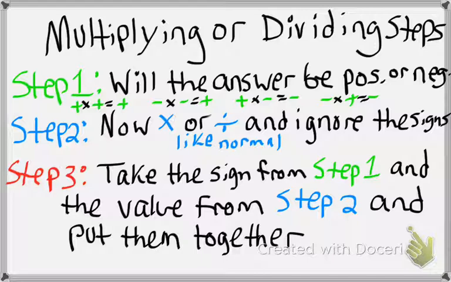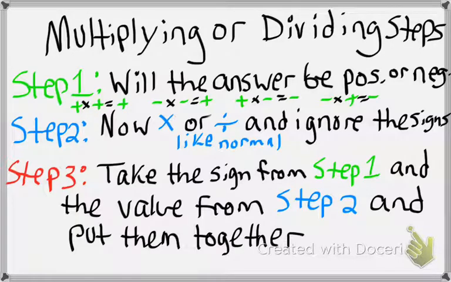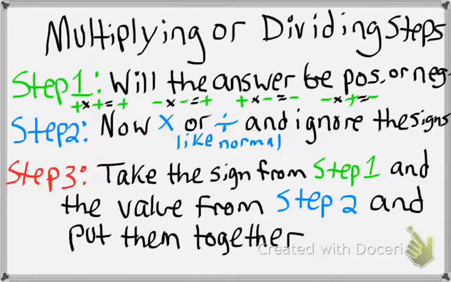Step 1, will the answer be positive or negative? So that's what we're going to look at first. Here, our first one is positive, our second one is negative. Okay, so that means we're multiplying a positive times a negative. So remember our list, positive times a negative, well that's going to be a negative. So we now know that this is going to be a negative answer. So that was step 1. We know it's going to be a negative answer, so now let's move on to step 2.